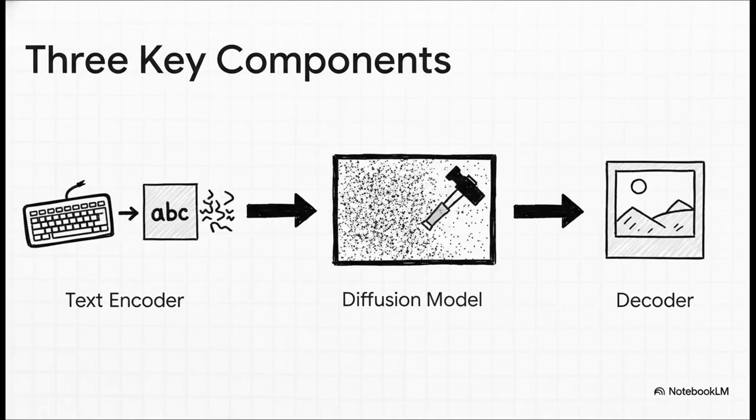So, those 3 components are the text encoder, which has to read our prompt, the diffusion model, which does all the creative heavy lifting, and the decoder, which assembles the final picture for us.